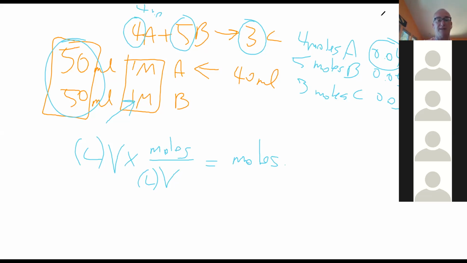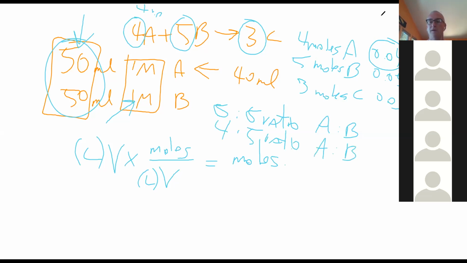same. So because the concentrations are the same, the actual physical amount, the mole amount, is determined strictly by the volume. And so what I'm basically adding here is a 5-to-5 ratio of A to B. Now I know that the ratio is actually a 4-to-5 ratio of A to B. So in other words, I have more A than I need for this reaction.